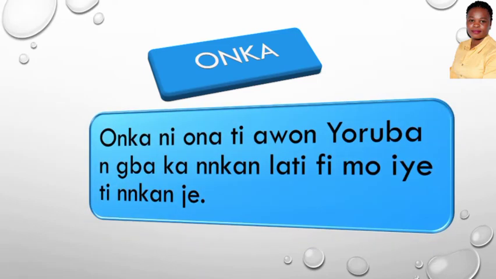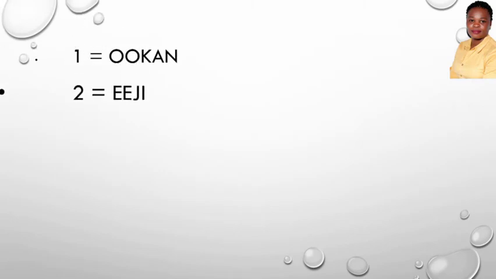Òǹkà ní ọ̀nà tí àwọn Yorùbá ń gbà ka nǹkan láti fi mọ èyí tí nǹkan jẹ́. That is, numbers are ways Yorubas use to know the amount of something. So it's very easy. Let's go in.